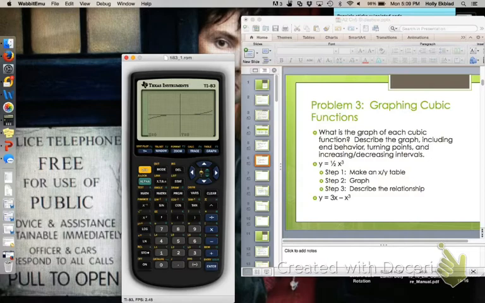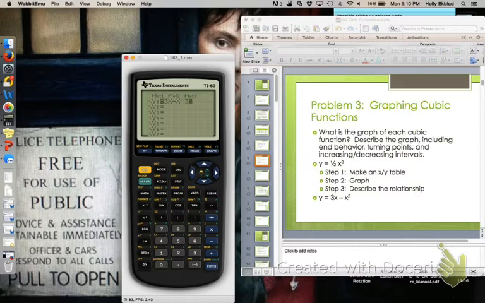Alright, what about 3x minus x cubed? If you rewrite that in standard form, it's going to be negative x cubed. So what do you think is going to happen? Let me clear this. If the last one was positive and it went up, this one is negative, then it should go down. 3x minus x raised to the third power.